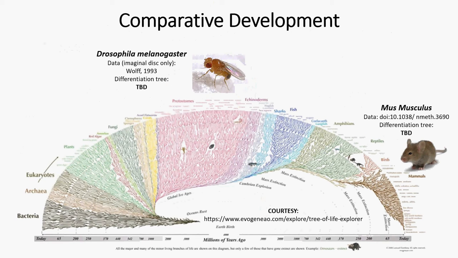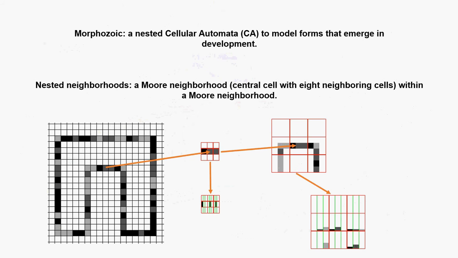But we're also interested in looking at Drosophila melanogaster, which is an insect. We have data for the imaginal disc, and mouse, Mus musculus, where we have data not quite towards what we would call a differentiation tree, but we're interested in all modes of development all across the tree of life. So model organisms beyond worms, basically.